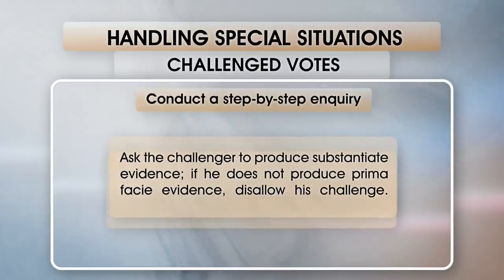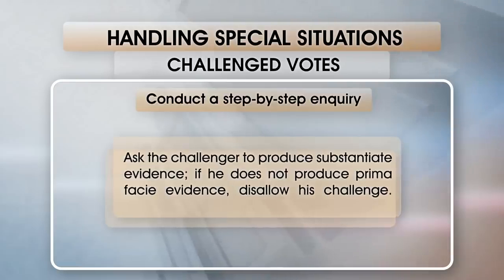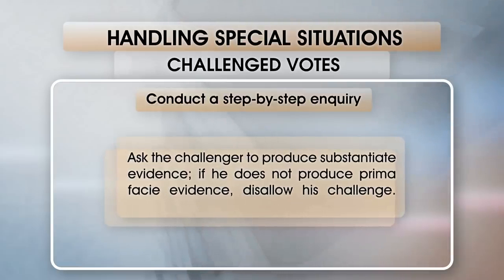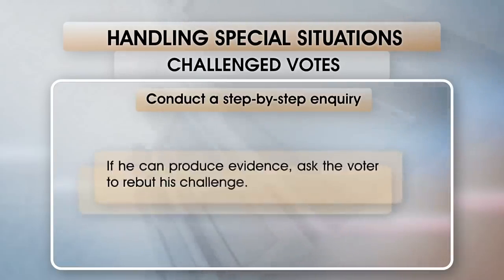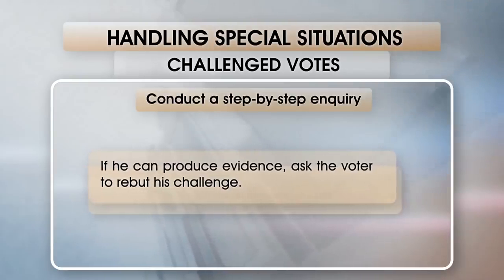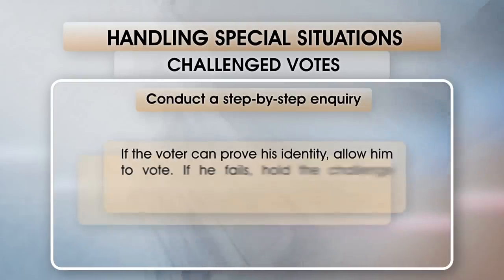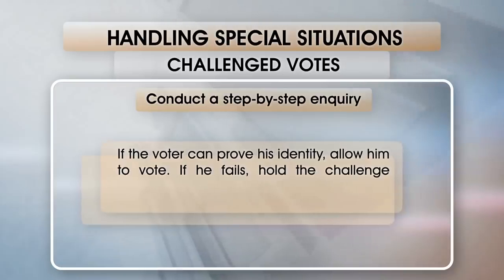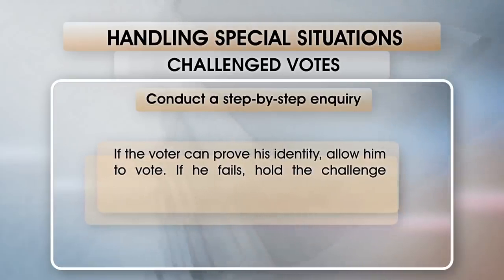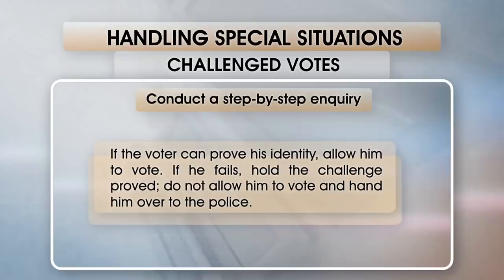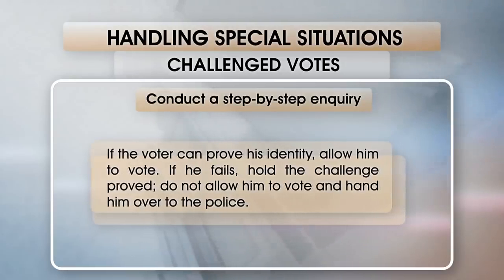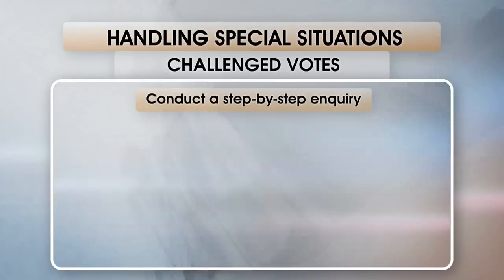Ask the challenger to produce substantiate evidence. If he does not produce prima facie evidence, disallow his challenge. If he can produce evidence, ask the voter to rebut his challenge. If the voter can prove his identity, allow him to vote. If he fails, hold the challenge proved. Do not allow him to vote and hand him over to the police.